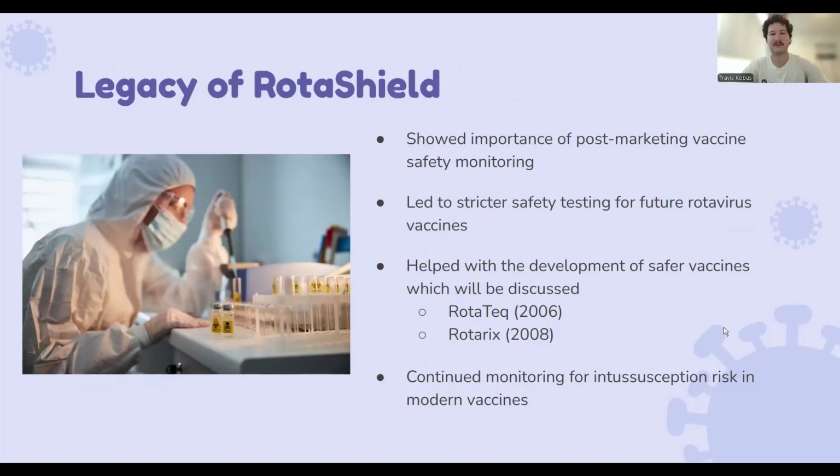This work ultimately contributed to the development of newer vaccines, including Rotateq and Rotarix, which will be discussed later in the presentation. Today, these vaccines continue to be monitored for rare adverse effects such as intussusception, helping ensure that their benefits greatly outweigh their risks. Overall, while Rotashield had a relatively short time on the market, it played a major role in advancing rotavirus vaccine research and improving vaccine safety standards.